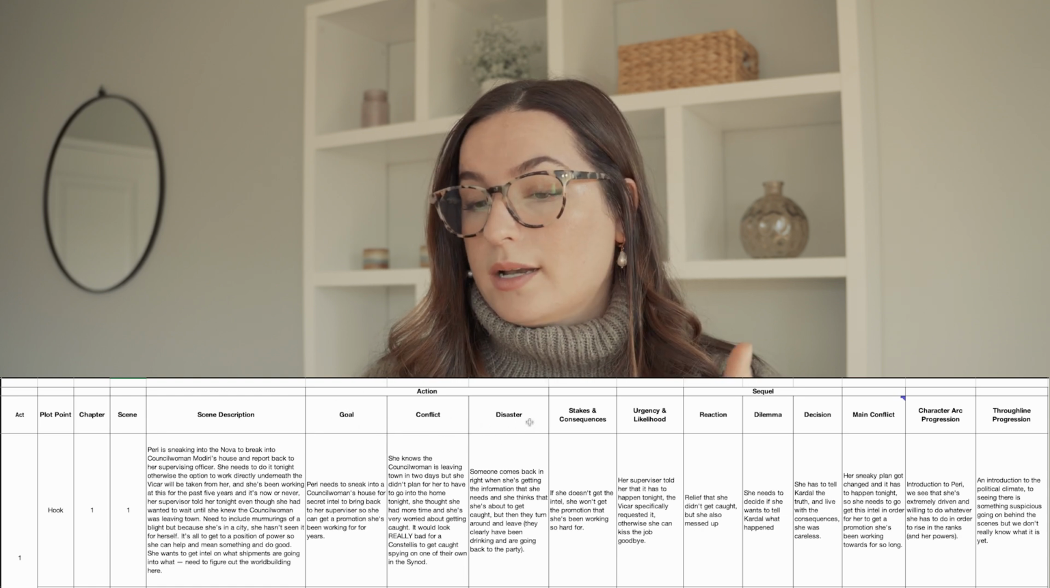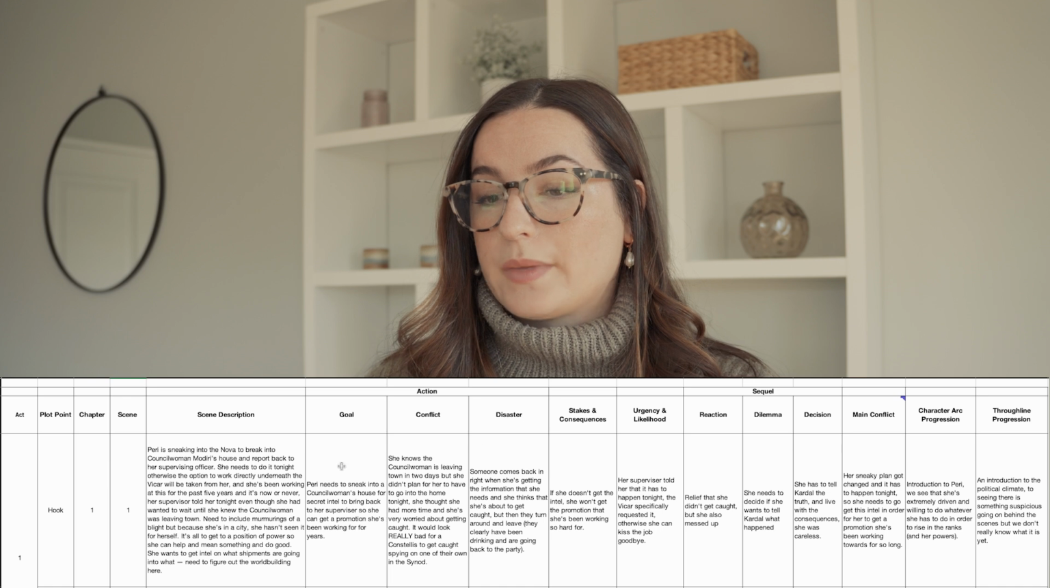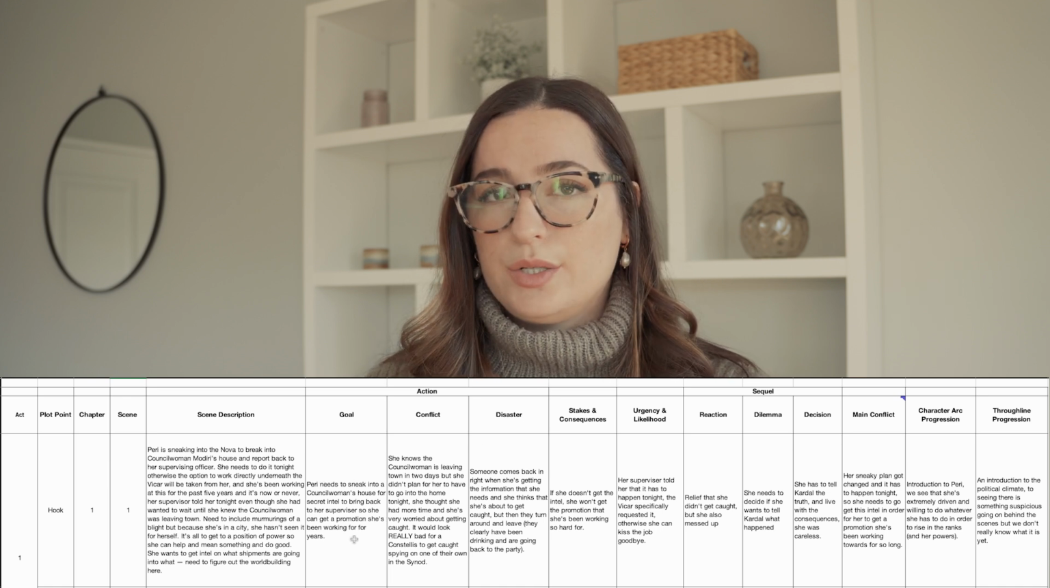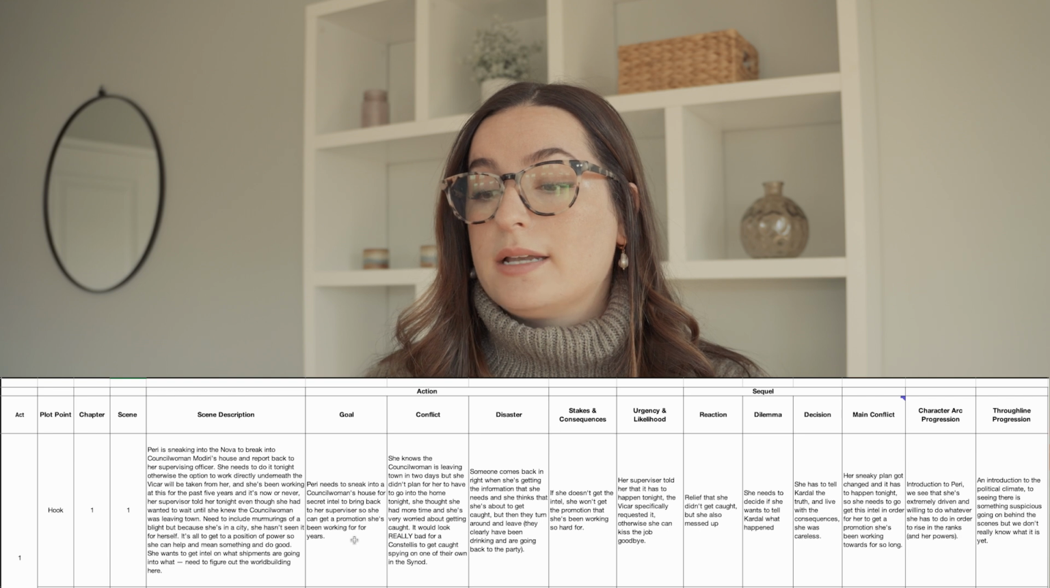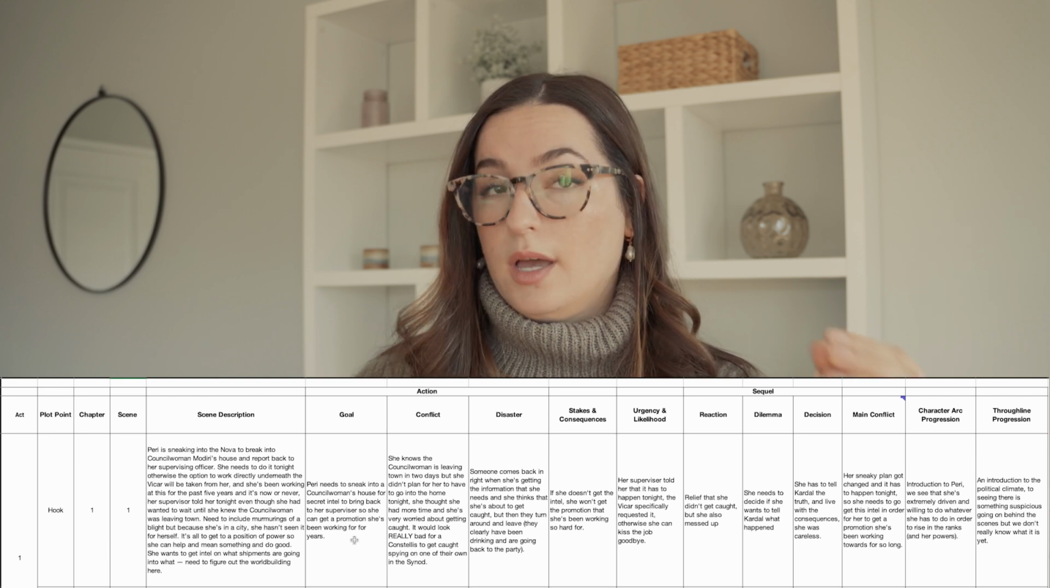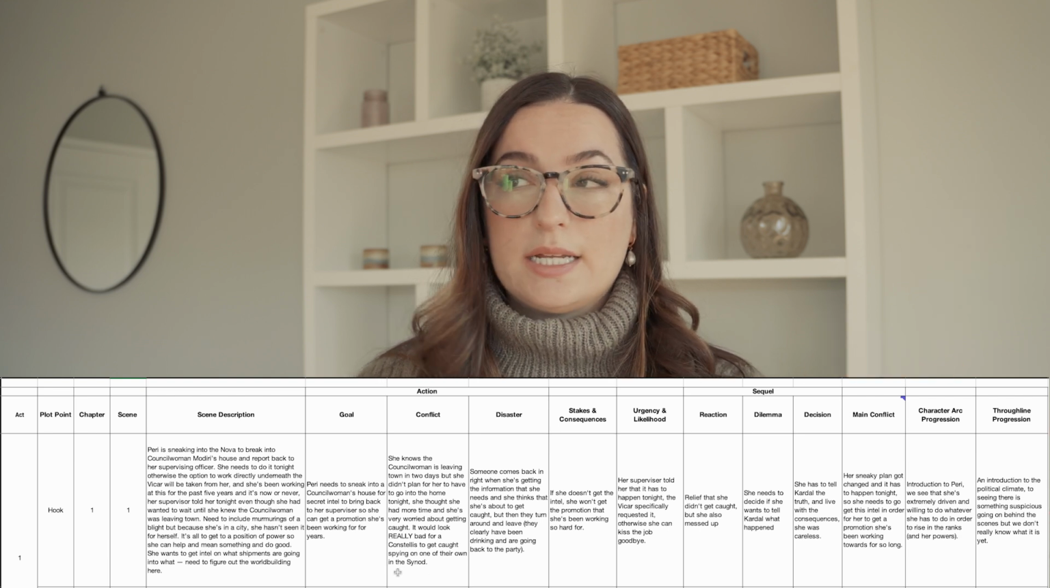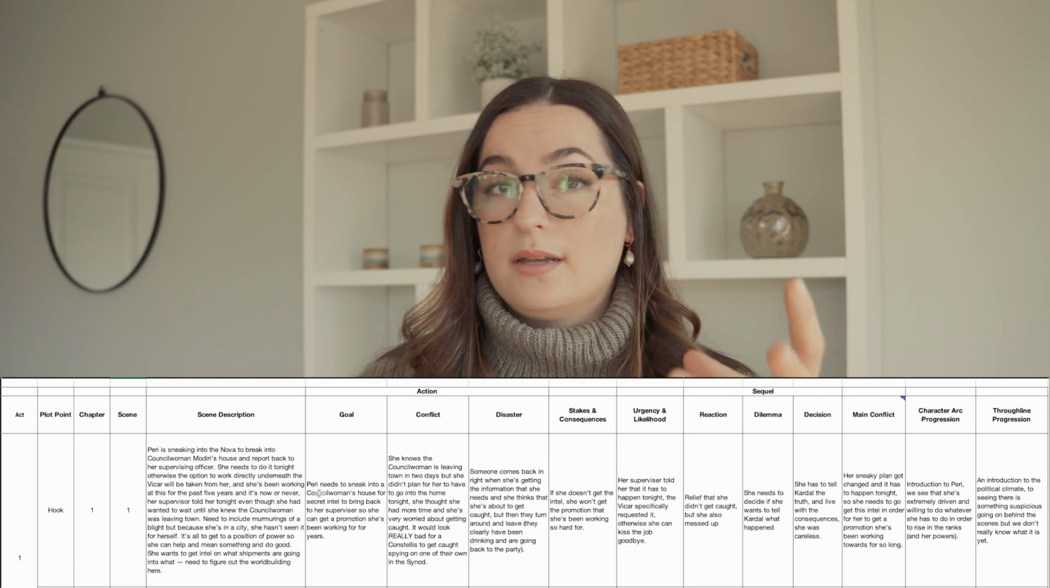I'm going to show you what scene 1 looks like. So I have my main character sneaking into the house of a political figure, and she needs to get specific intel. So that's the goal of the scene. She needs to sneak into this house. She needs to get intel. She needs to not get caught.